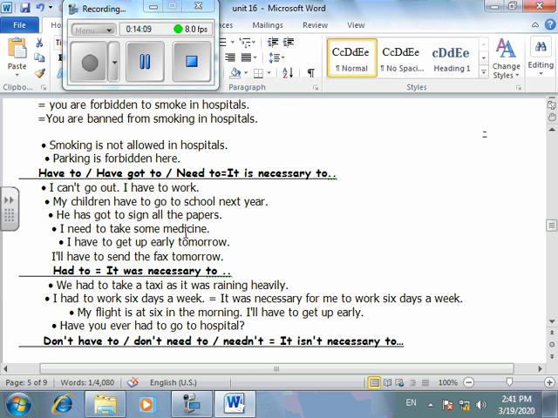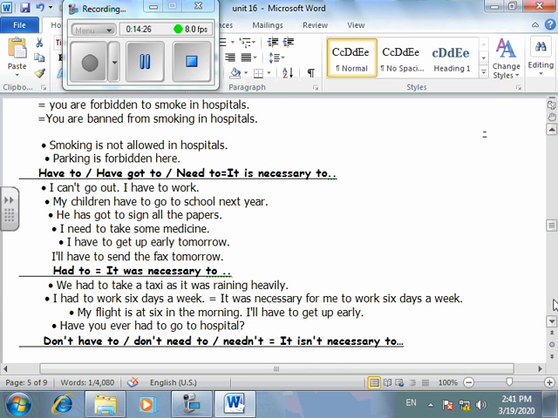I need to take some medicine. I have to take some medicine equals I must take some medicine. I have to get up early tomorrow. I must get up early tomorrow. I'll have to send the fax tomorrow. So using have to is the same as I will have to.